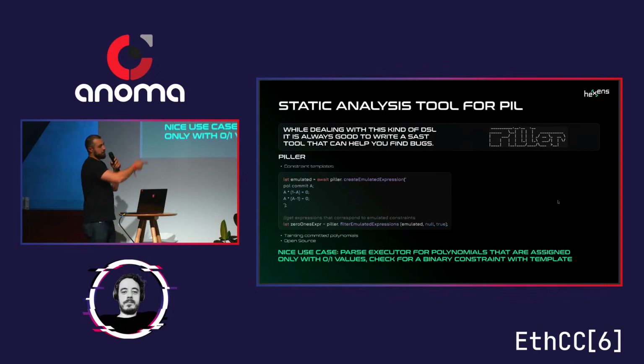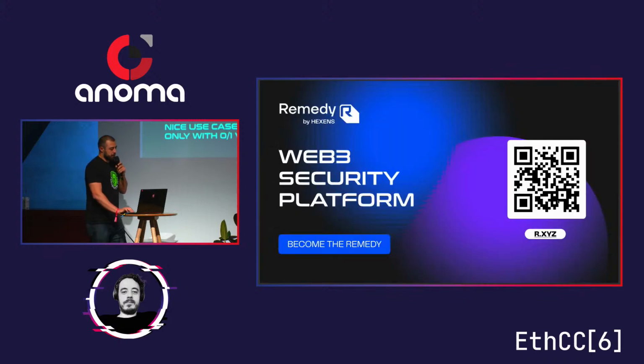And also we taint all the committed polynomials. So one nice example that we used and really found missing constraints like this: we parsed the executor for polynomials that are actually assigned only with 0 and 1 values. And then we used this template engine and polynomial tainting to find the polynomials that don't have this kind of constraints, and we found a couple of them. So we've open sourced that, but it's still like a PoC tool, so I highly encourage all of you, you can fork, contribute, it will be nice.